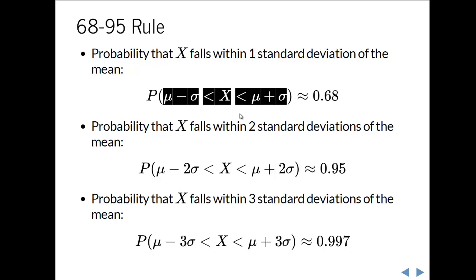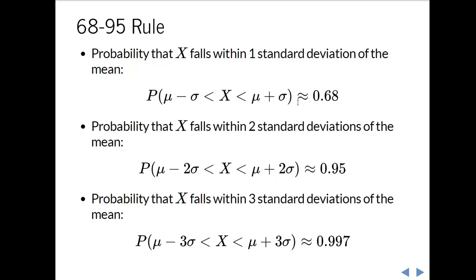So the inequality that you see here in the probability says the value of the random variable x is bigger than one standard deviation under the mean, but it's smaller than one standard deviation above the mean. In other words, the value of x is within one standard deviation of the mean. And this probability is about 0.68. The next 2 statements are similar. We're just now going out 2 and 3 standard deviations.